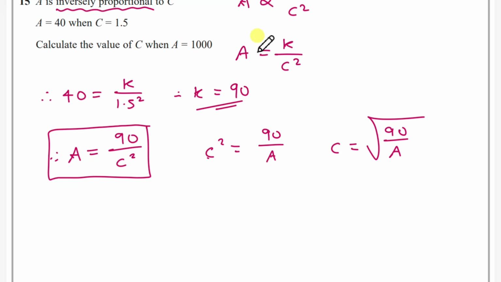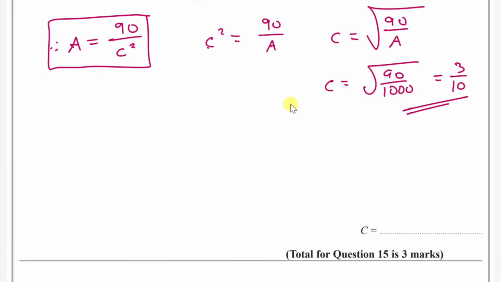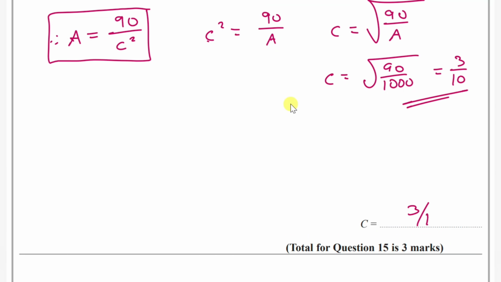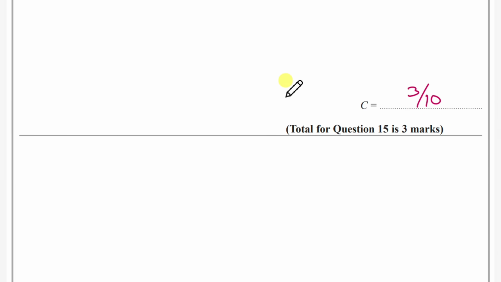Now we know what a is. They told us a is 1,000. So c equals the square root of 90 over 1,000. Put that in your calculator and then square root your result, and you should get a c value of 3 over 10. That's it. That covers that one as well. Alright, not bad.